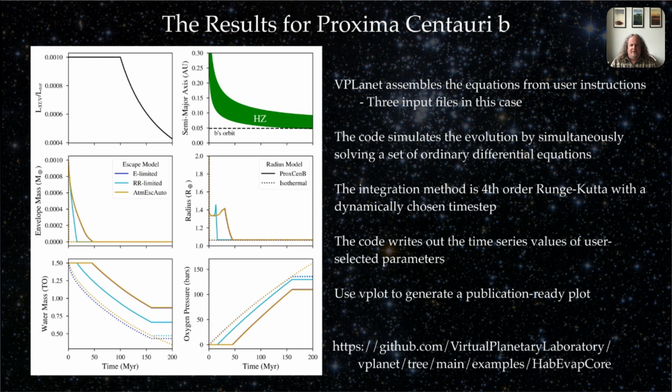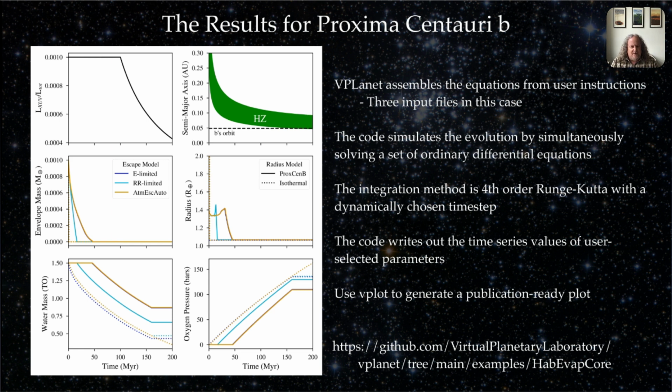So what did VPLanet do here? First, it read in the input files and assembled the equations from user instructions. In this case, it was a total of 3 files, one for each object, as well as the primary input file that provides top-level instructions. The code then simulates the evolution of the system by simultaneously solving the set of ordinary differential equations that were chosen by the user, the models.